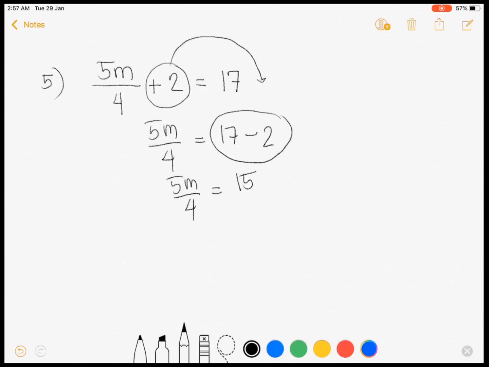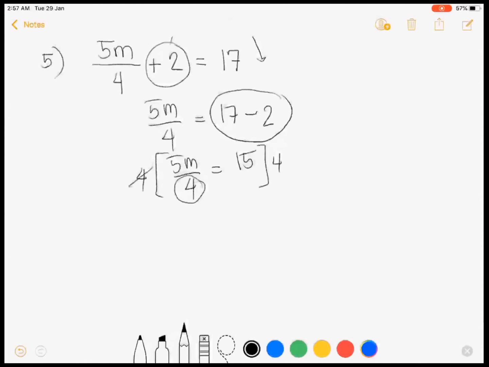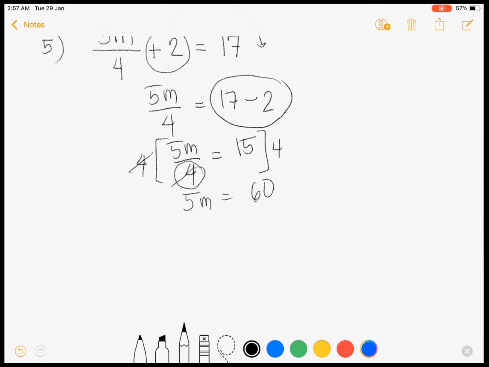Okay. Ngayon, ayaw natin ng may 4, diba, sa denominator. Para mawala, tulad ng ginawa natin sa fourth example, multiply natin both sides by 4. So, therefore, makakancel yung 4 sa left side, matitira yung 5m. And then, 15 times 4 is 60.